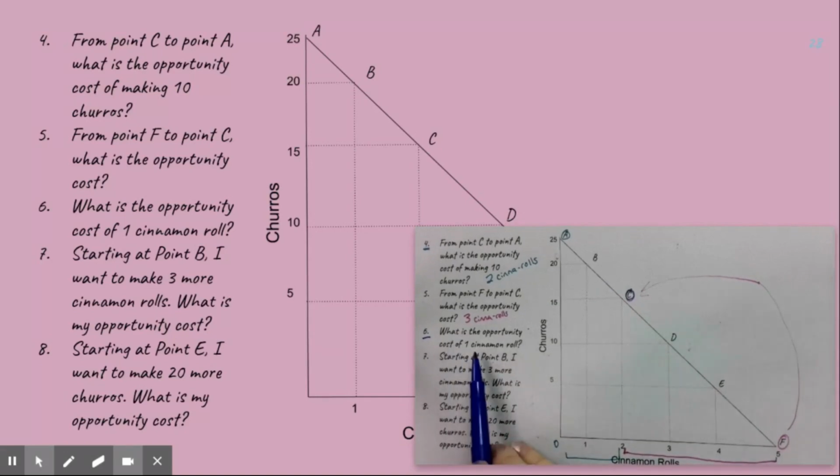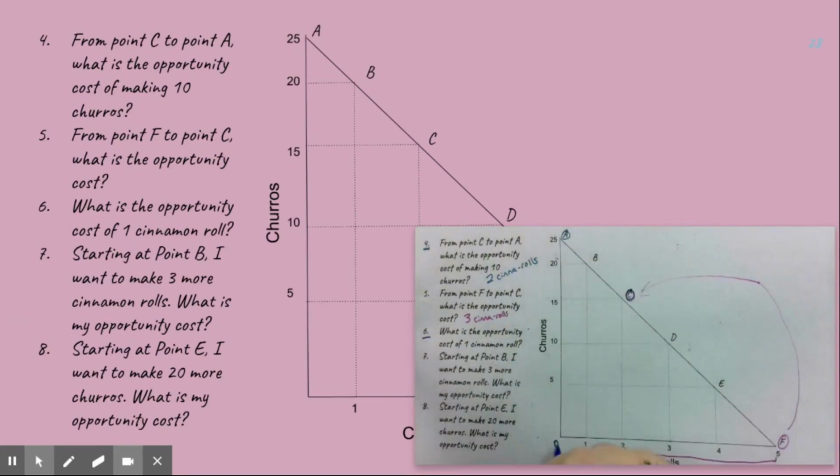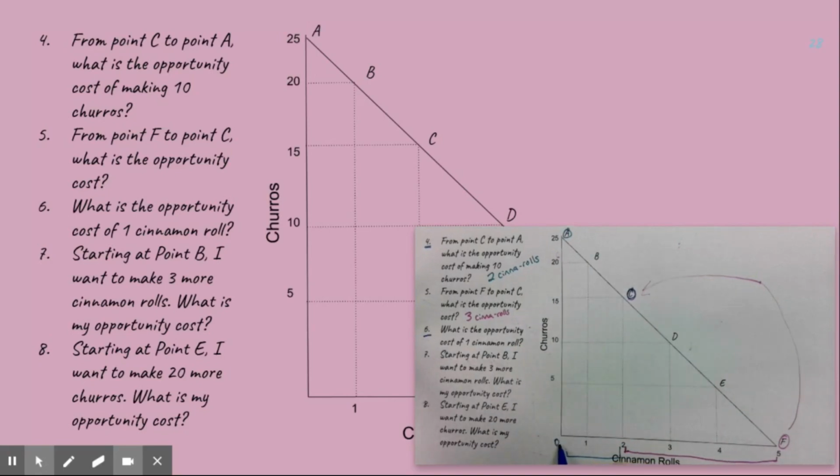The opportunity cost of 1 cinnamon roll. So let's just start with 0. Let's say that we are making 0 cinnamon rolls. If we're making 0 cinnamon rolls, we have the resources and we are making 25 churros. If we suddenly decide, I need to make less churros and maybe 1 cinnamon roll, we're hopping from 0 to 1 cinnamon roll. How many churros did we lose?